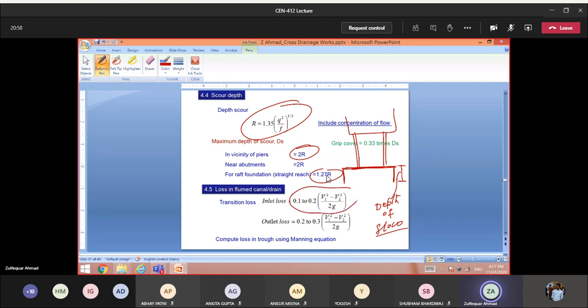So for the inlet, I mean for the contraction, this is 0.1 to 0.2 times the difference of the velocity head, and for the expansion that is 0.2 to 0.3. But there are some more charts or tables given for the different types of entry and exit, giving the value of this so-called loss coefficient.